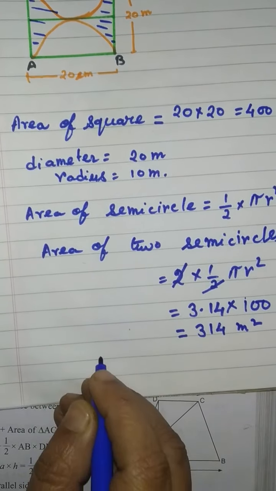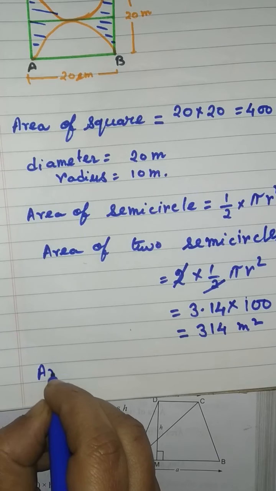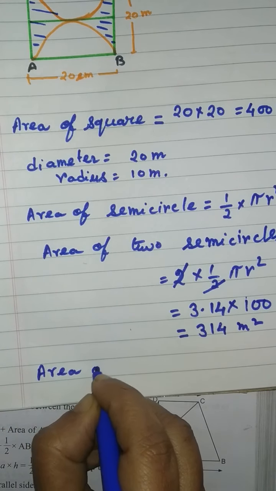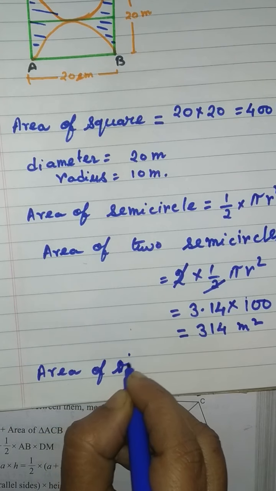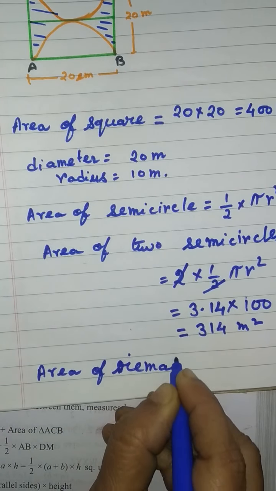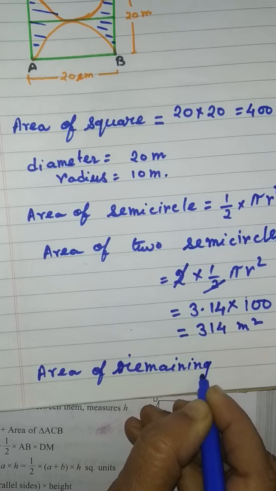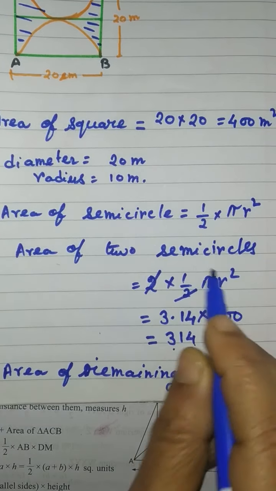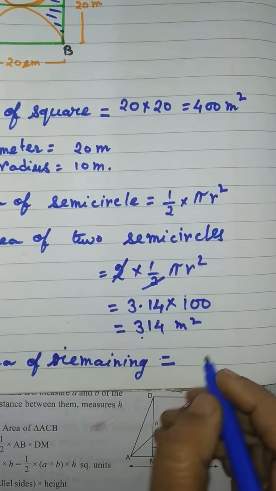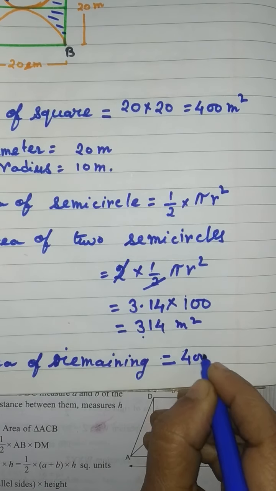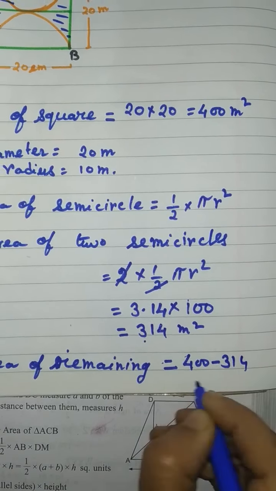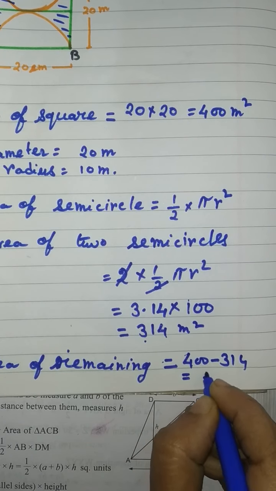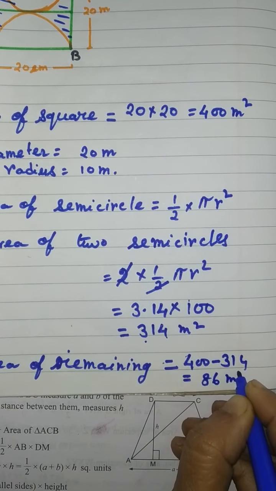Then what is the area of the shaded portion? The required area of the remaining portion is equal to subtracting 314 from 400. So the answer is 400 minus 314, which is equal to 86 meter square.